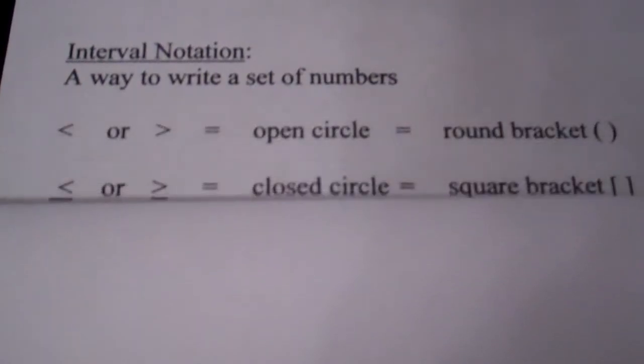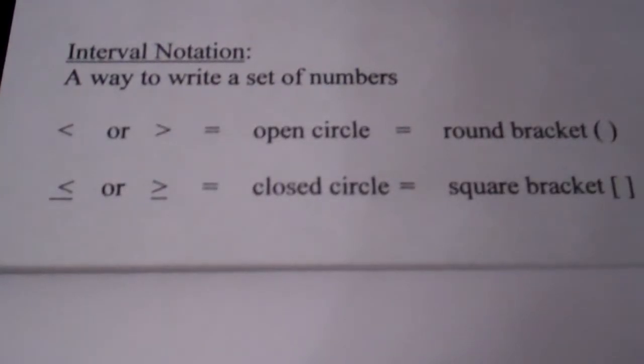So usually we start out with an inequality. Our inequality can have a less than or greater than sign. Usually in that case we are not including the endpoints. So on the number line, sometimes we draw an open circle, and when we use the interval notation, we use a parentheses or a round bracket.